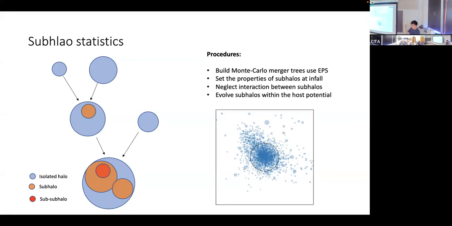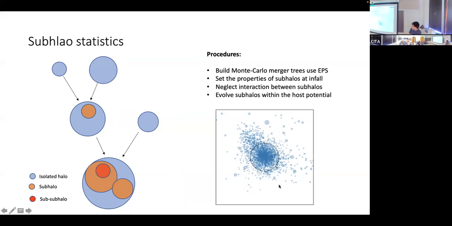For example, the orbital velocity of the subhalo is drawn from a distribution, which is calibrated from cosmological simulations. Then we neglect the interaction between subhalos. So basically we evolve each subhalo individually in the host potential and neglect any subhalo interactions. And then when a halo with a subhalo merges with another halo, we may have sub-subhalos. We keep track of the sub-subhalo within the subhalo until this sub-subhalo is outside the tidal radius of this subhalo. Basically, we can track multiple levels of subhalos in this approach.